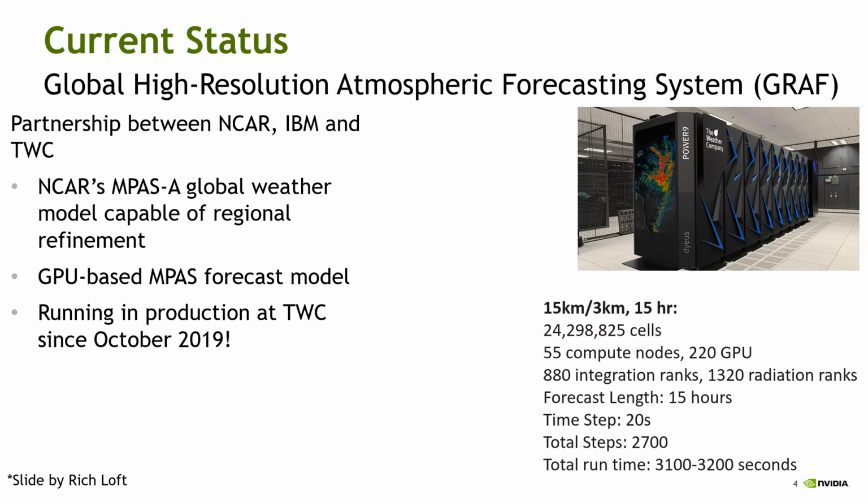So a little about what happens on the machine: they're running a 15-3 kilometer hybrid resolution, which contains about 24 million cells. They use about 220 GPUs. We will talk about what these integration and radiation ranks mean later, but the weather is simulated for 15 hours, and the total runtime is between 3,100 and 3,200 seconds. So it's the best optimal configuration that runs on the production machine. Most of the talk today would be a continuation of the analysis of what Rich presented back at the GTC.